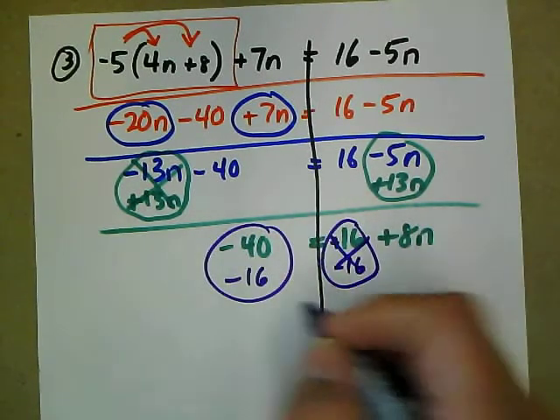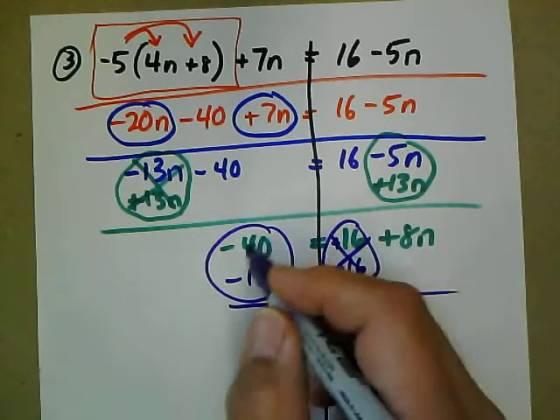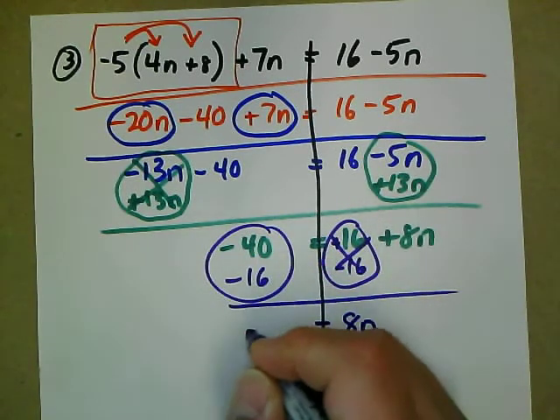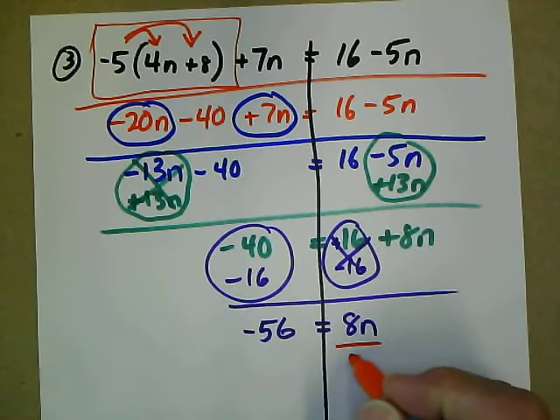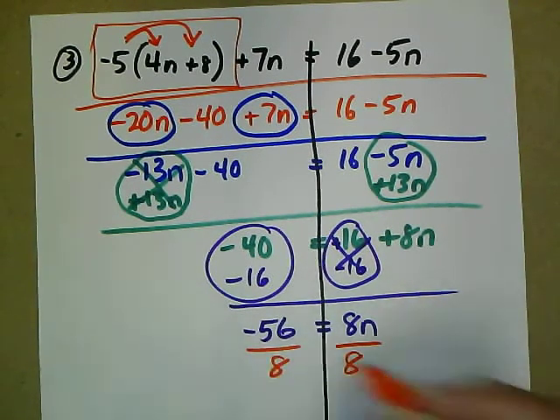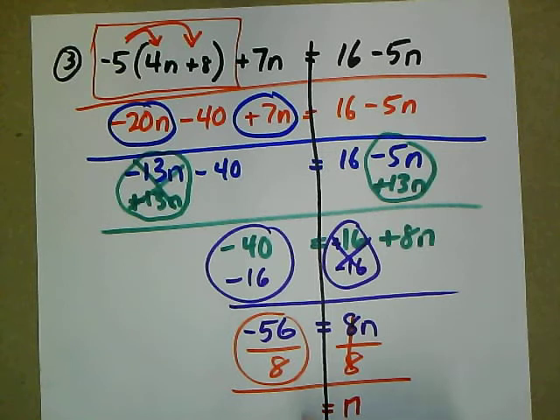Our opposite operations are gone. We bring down that 8 times n. Negative 40 minus 16 is negative 56. And finally, the last thing that we're going to do is divide by 8. Our 8s are gone. We're left with n. And negative 56 divided by 8 is negative 7.